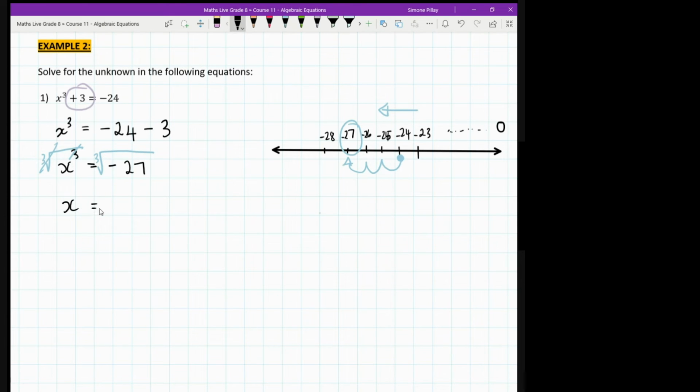And then the cube root of -27 is... wait, can you please just check? Mm-hmm. It's -3, man. -3. Thank you very much for that one.